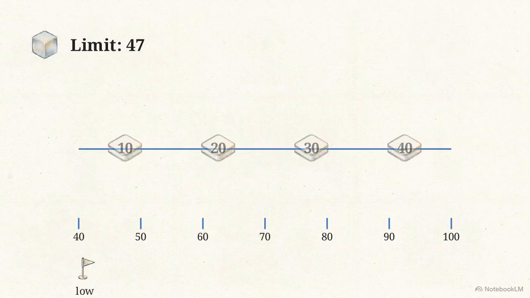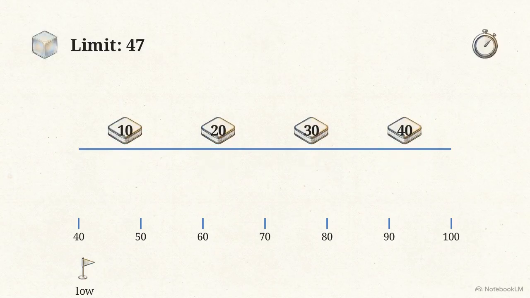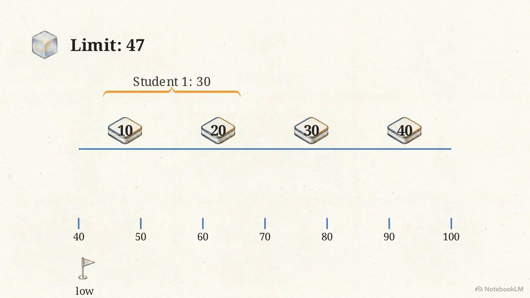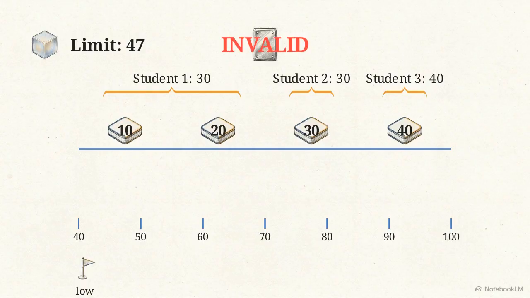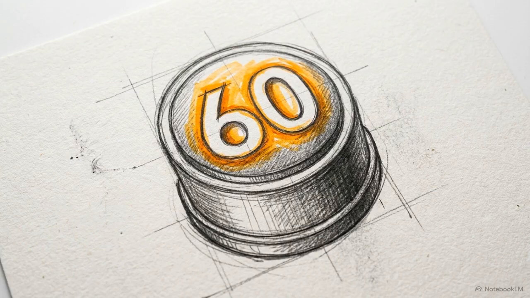Now try it yourself. Pause here and run the greedy check for a limit of 47. Is it valid for 2 students, and which way should the pointers move? Tracing the logic, student 1 gets 30, student 2 gets 30, and student 3 gets 40. That requires 3 students, which is invalid. We move the low pointer up. Following this process to the end leads us to the optimal answer of 60.